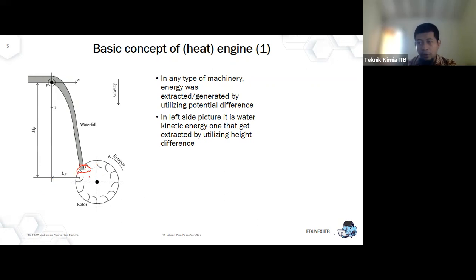For the water turbine, what do we do? We build a dam. We build a water duct. We dump something like this, and then you put a turbine in here. But what happens if we have an engine in here? Wait a minute.